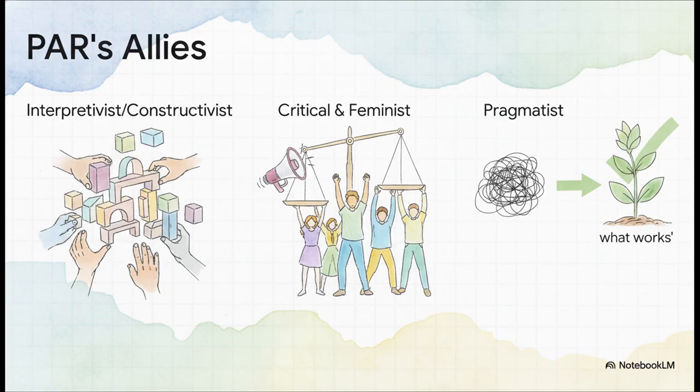Then you have the critical and feminist traditions, and they take it a step further. They argue that research absolutely should be a tool for empowering people and fighting for social justice. For them, PAR isn't just a method, it's the right thing to do. And of course, you've got the pragmatists. They're the show me the results crowd. Their philosophy is pretty simple. If it works and it solves a real problem in the real world, then it's good research, period.